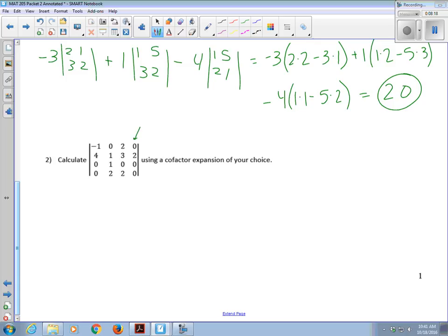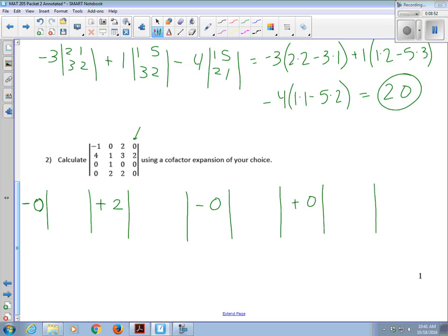So if I use column 4, then I'm going to have 0 times some 3 by 3 determinant. And I'm starting with positive. Nope, I'm starting with negative because it's an even numbered column. So I start with negative. And then I'm going to have plus 2 times some 3 by 3 determinant, minus 0 times some determinant, plus 0 times some determinant.